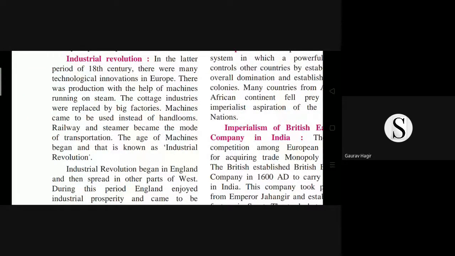There was production with the help of machines running on steam. The cottage industries were replaced by big factories. Machine came to be used instead of handloom. Railway and steamers become the mode of transportation. The age of machines began, and that is known as Industrial Revolution.